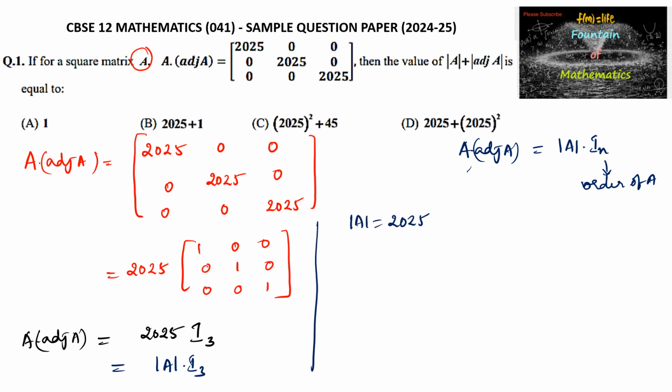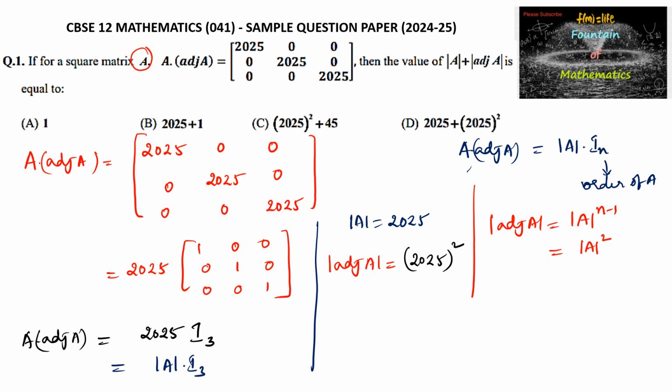So determinant of A is equal to 2025. And also we know that determinant of adjoint of A is equal to det A to the power of n minus 1. Here n is equal to 3, so we can write det A to the power 3 minus 1, that is 2. So determinant of adjoint of A is equal to det A whole square, that is 2025 whole square. So finally we can say that determinant of A plus determinant of adjoint of A is equal to 2025 plus 2025 whole square, which is our option D. So option D is the answer.